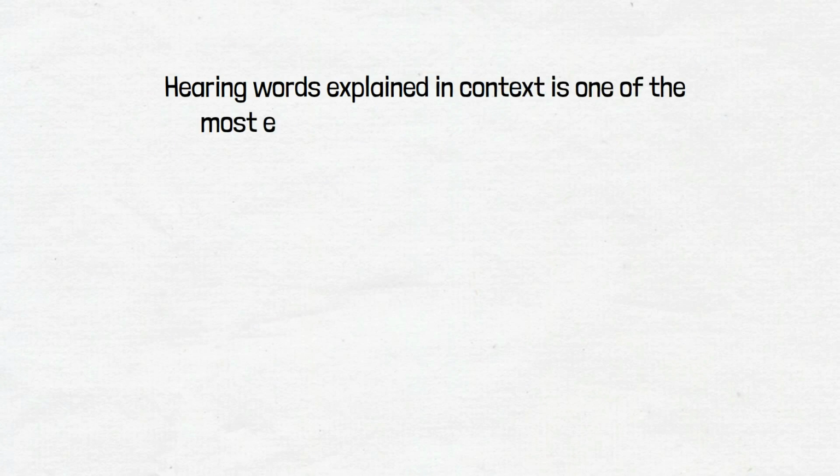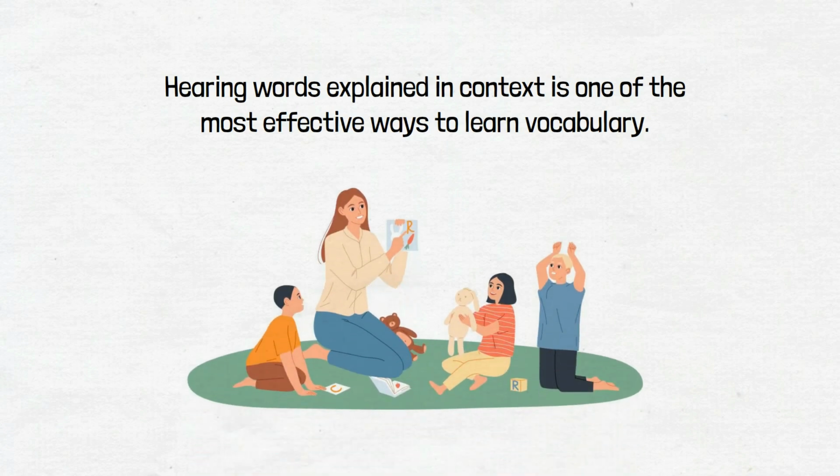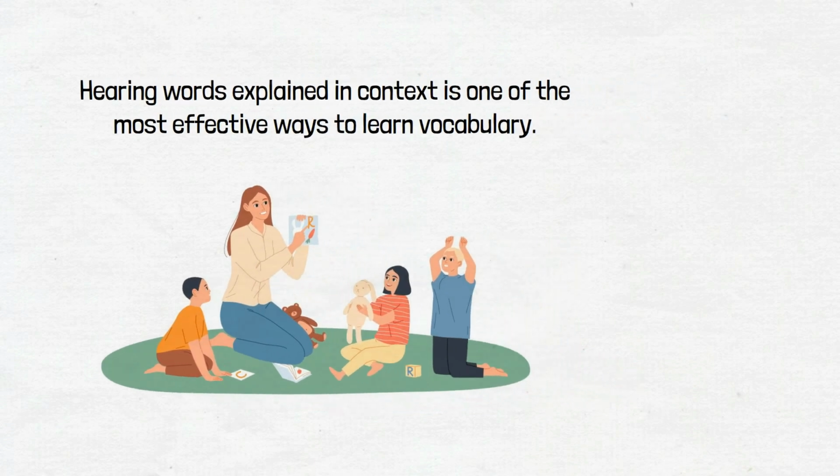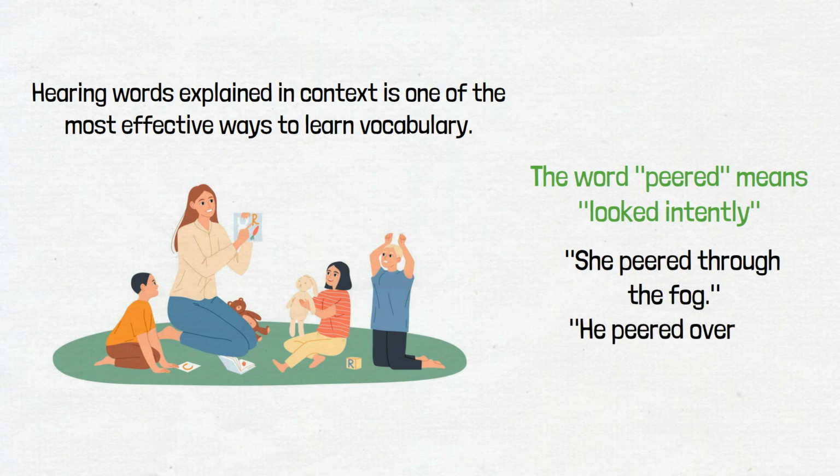Hearing words explained in context is one of the most effective ways to learn vocabulary. When students encounter new words during a read-aloud session, teachers can provide examples of how the words are used in different contexts, reinforcing their understanding. For instance, after reading a story, the teacher might explain how the word peered means looked intently by giving examples like, she peered through the fog, or he peered over the edge of the cliff. This practice ties new words to students' experiences and solidifies their grasp of meaning.